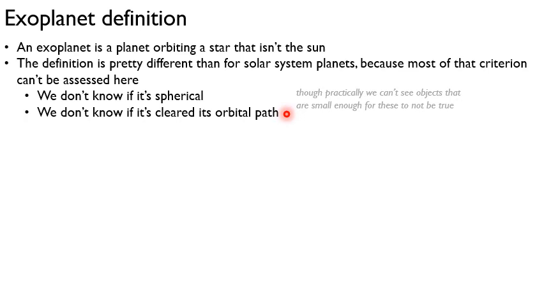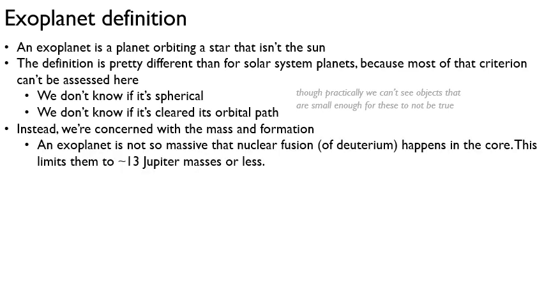We can't, for reasons we'll talk about, really tell if that's true or not. But practically speaking, as we'll see, the objects we can see are large enough that these things should be true. Okay, but we can't use that criterion, we need to have something different. So instead, the ways you can define it are just concerned with the mass of the object and its formation.